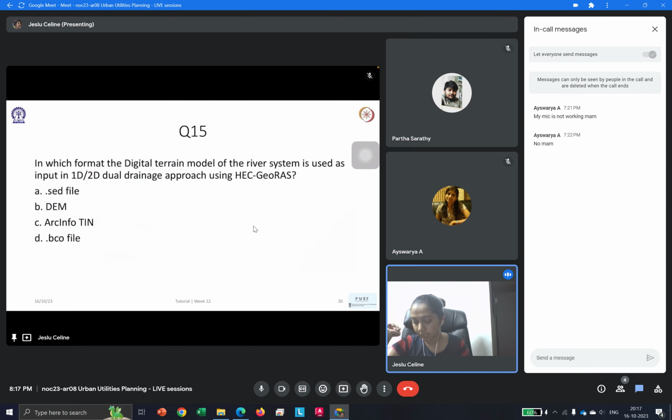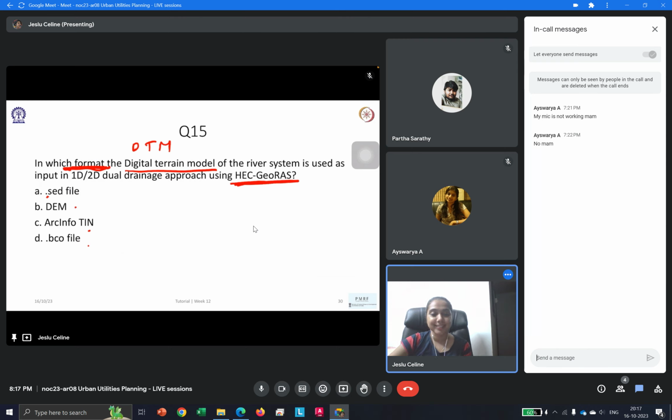Let's proceed to the next question. Question 15. In which format is the digital terrain model of the river system used as input in the 1D, 2D dual drainage approach using HEC-GeoRAS? So this is the software which we have seen. So the digital terrain model, DTM, what is the format in which we will use it? Is it an SED file, DEM file, ArcInfo TIN file, or .bco file?